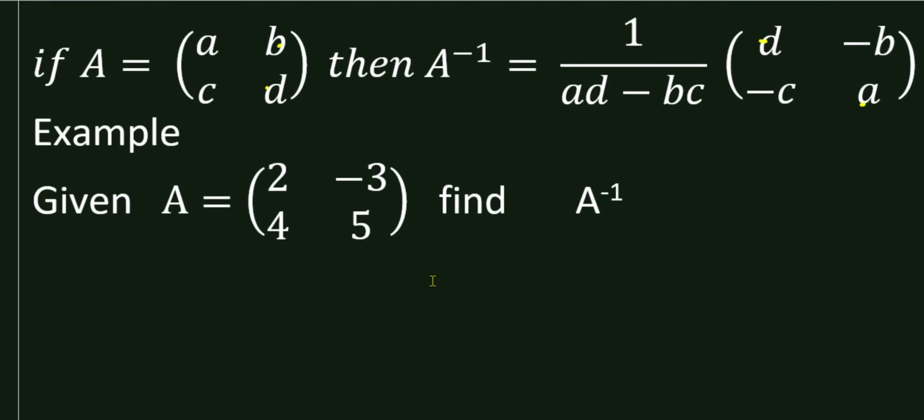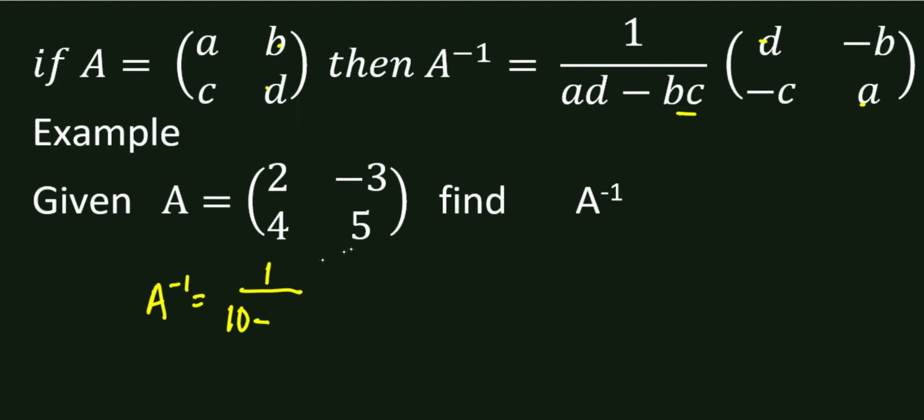Let us look at this example. We are given A to be equal to this, and we have to find the inverse of A. To get the inverse of A, we first say 1 over the determinant of A, which is 2 times 5, which is 10, minus 3 times 4, that is bc there, which gives us minus 12.